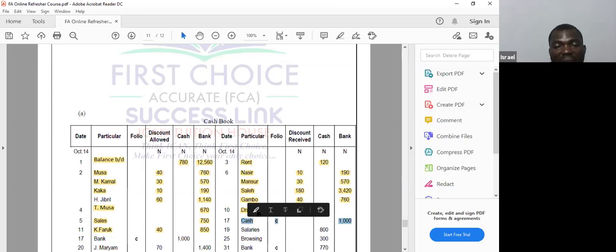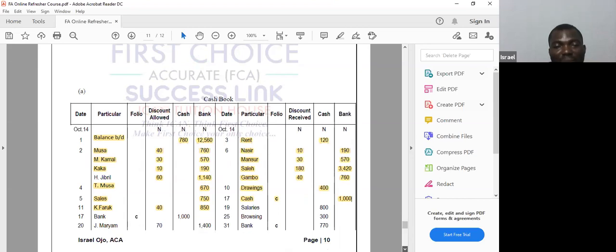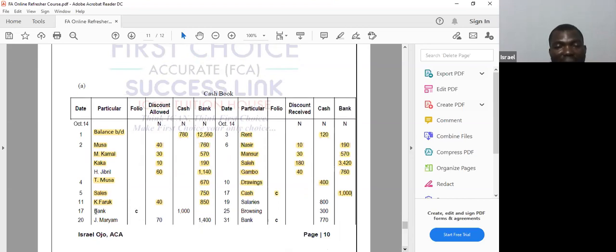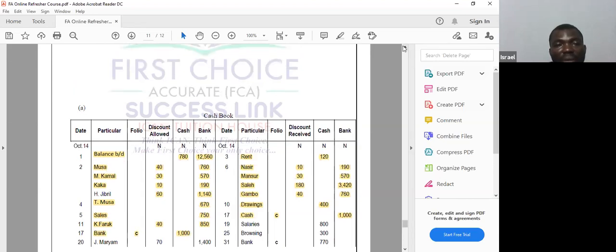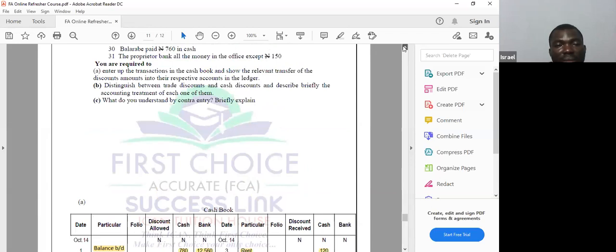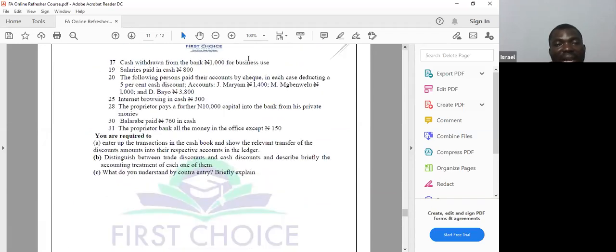We have the cash. Then if you look at the other side, you are going to see the same transaction on the other side. But this time around, cash is the one receiving. It is receiving from bank, so we have it here. That is what we call contra entry. Okay.